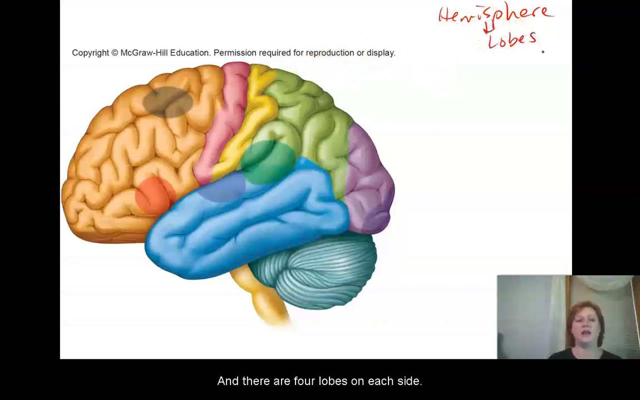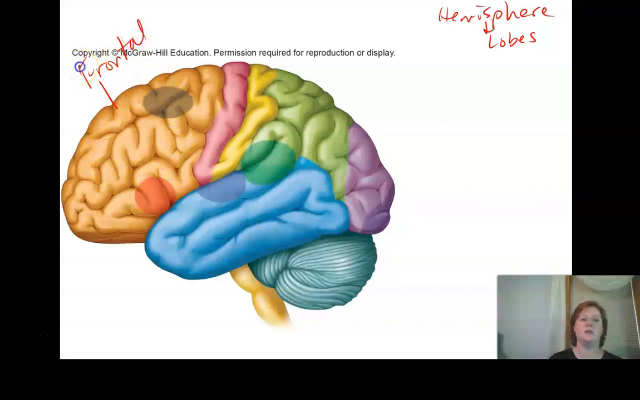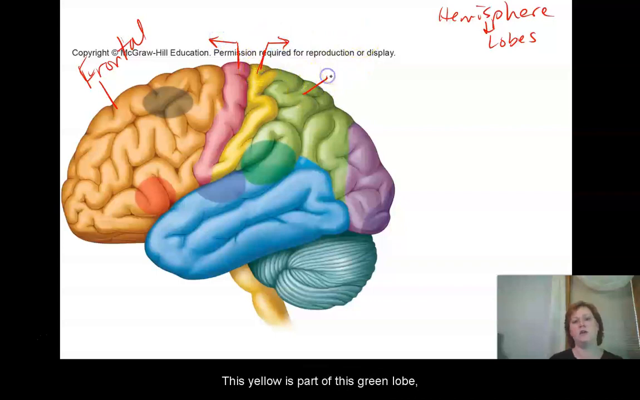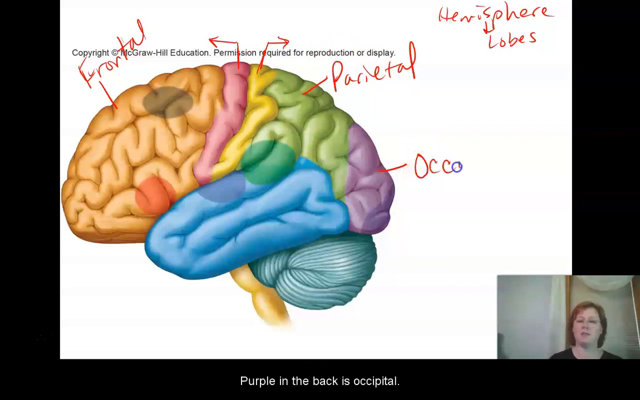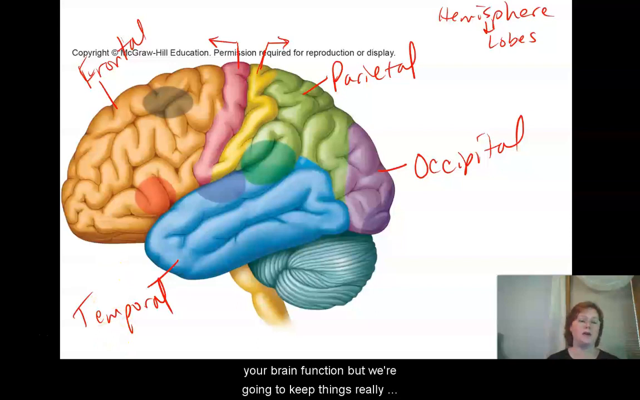and there are 4 lobes on each side. This kind of pink or orangish one up here is the frontal lobe. This bright pink here is actually part of the frontal lobe. This yellow is part of this green lobe, which is the parietal. The purple in the back is occipital. And this blue down here is temporal. Now, each of these lobes really regulates quite a few different parts of your brain function, but we're going to keep things really simple and give you the highlights for right now.